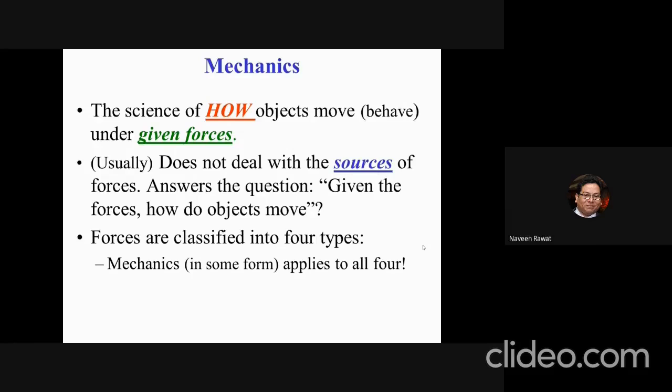For that purpose we need some laws and some basic initial starting parameters. There is some gravitational force acting on the object, or some electromagnetic force acting on these objects. So you should have some basic understanding of the forces. All four basic types of forces that we have, mechanics can be applied to all of them. At some point we'll talk a little about some classification of forces pertaining to mechanics, but essentially the whole idea is: if there is some force present on an object and the object is moving, how will it move is what we are trying to determine using mechanics.